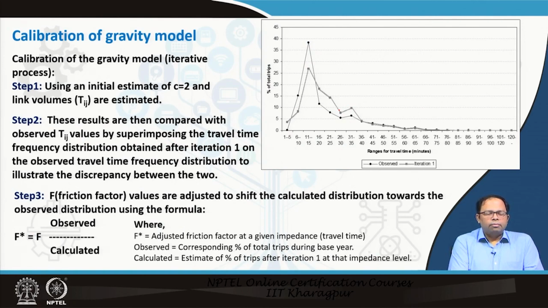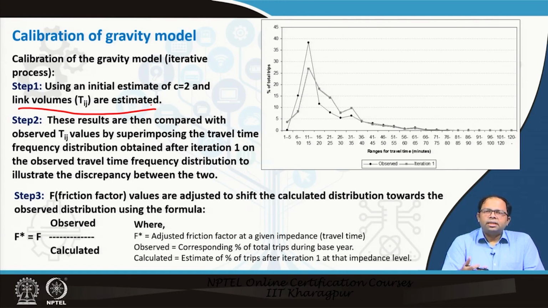Now, calibration of the gravity model is an iterative process. The first step is to start by estimating the value of c as 2, and then all the link volumes Tij are estimated.